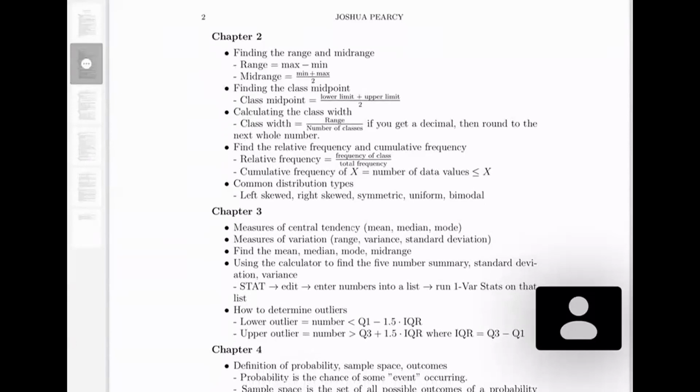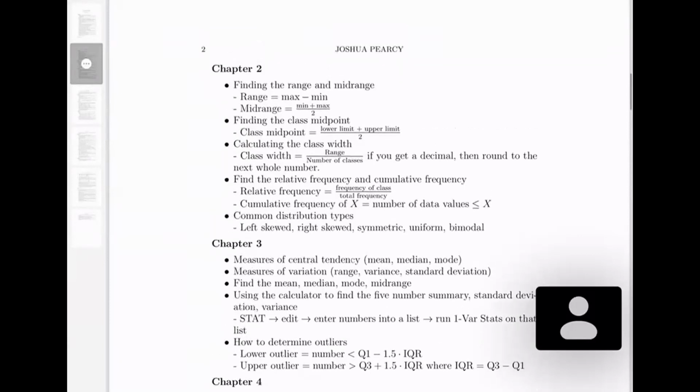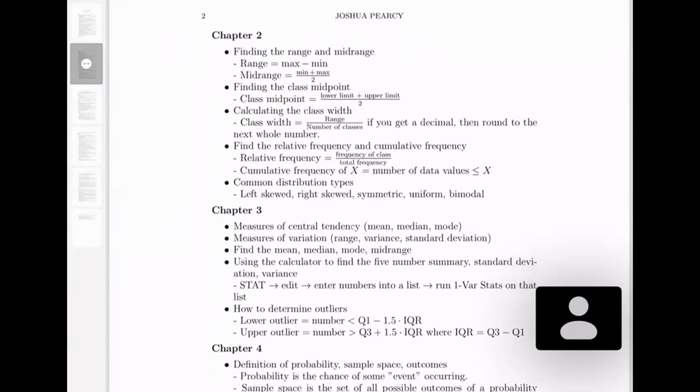Know how to do this next part: calculating the class width. So how do you do that? The class width is equal to the range over the total number of classes. The range is the max minus the min, and then I'll tell you how many classes I want.